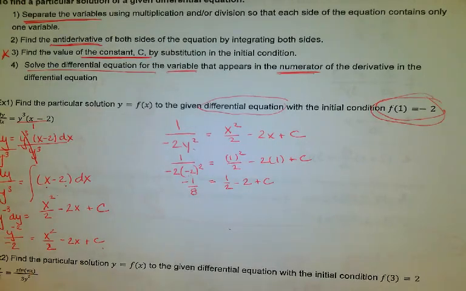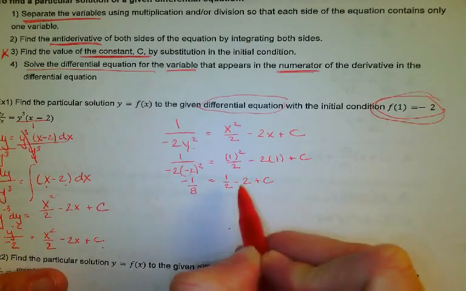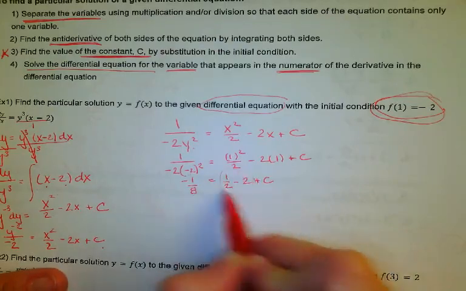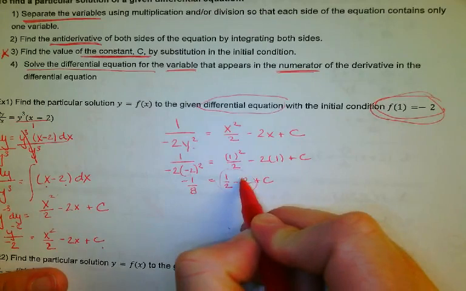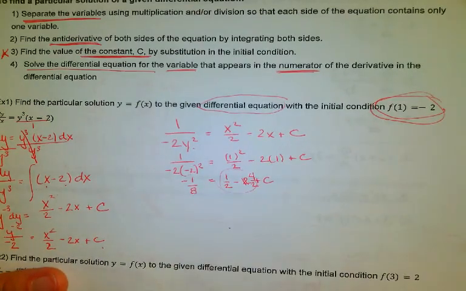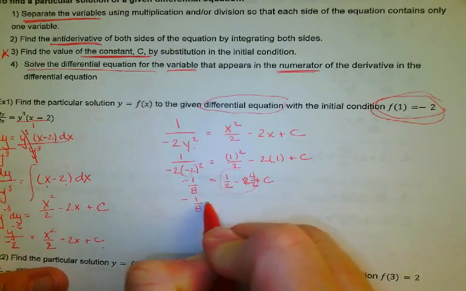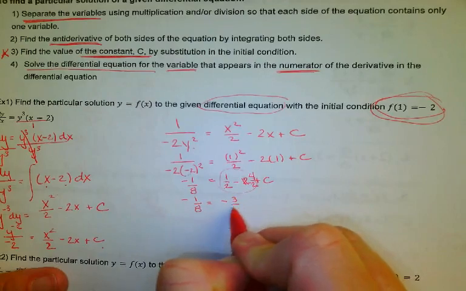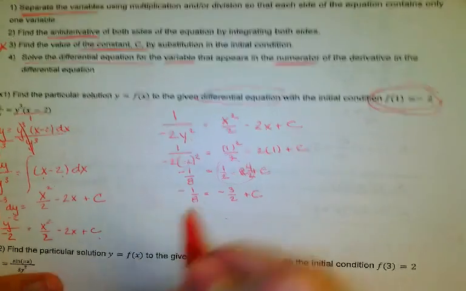And then we just need to solve for c. So you can solve for c any way you want. You can clean things up, get common denominators. I'm going to get a common denominator here. So I've got 1/2, and I'm going to call that 4/2. Same thing as 2. So 1/2 minus 4/2 will get me a negative 3/2 plus c. And then I'm just going to add that 3/2 over.